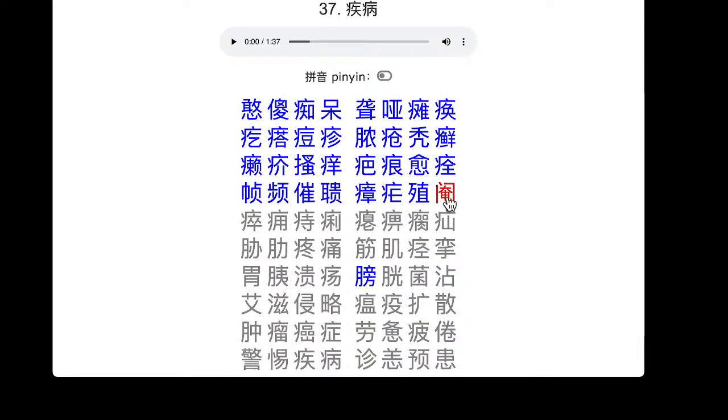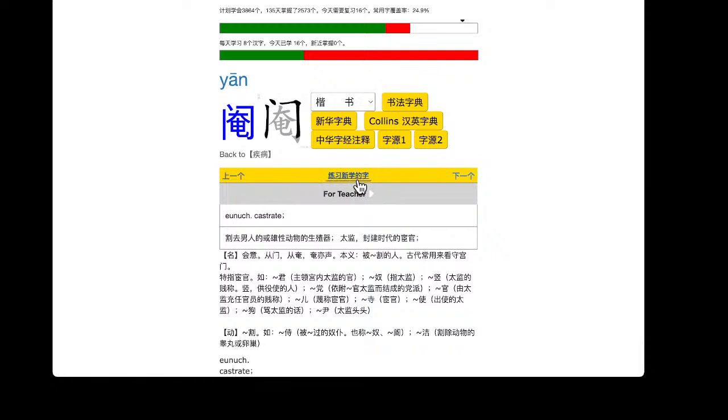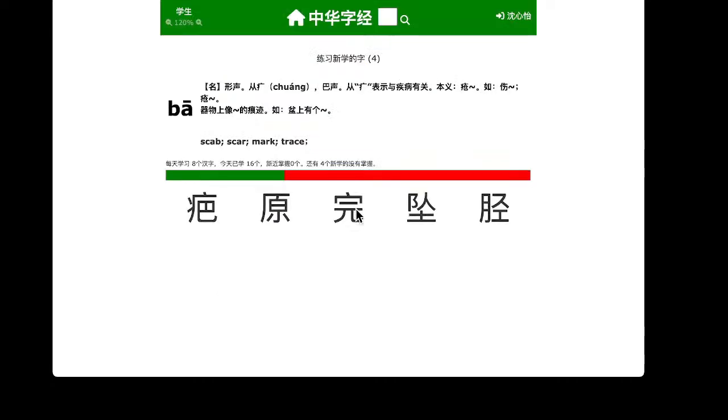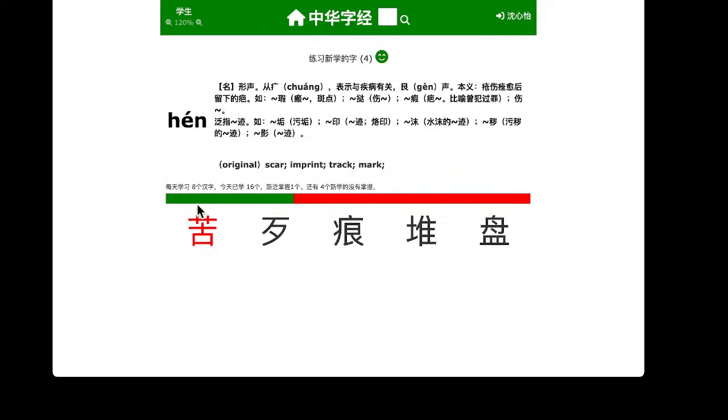And hit that practice button. It's loading really slowly.